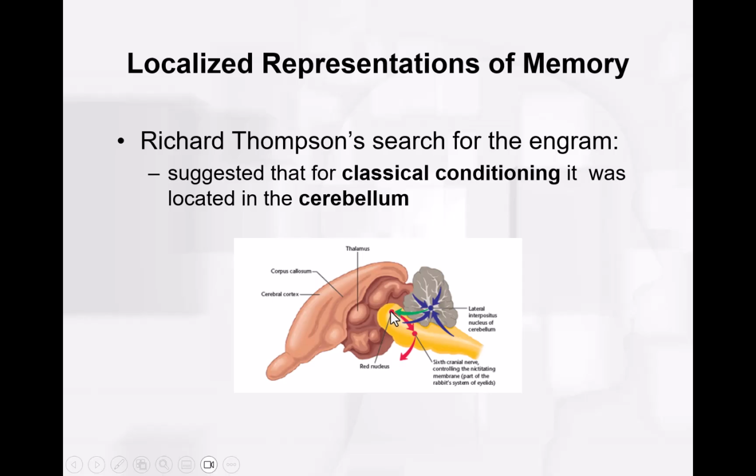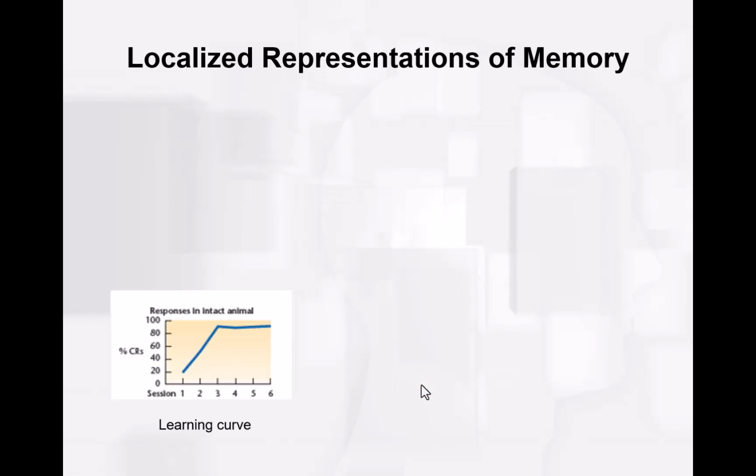The red nucleus is another area, and we'll learn that this is responsible not for the learning process, but for the behavioral response itself. So we're looking at the cerebellum, the red nucleus in the midbrain, and then projecting here to the sixth cranial nerve. So let's break down how Thompson found this memory trace for classical conditioning.